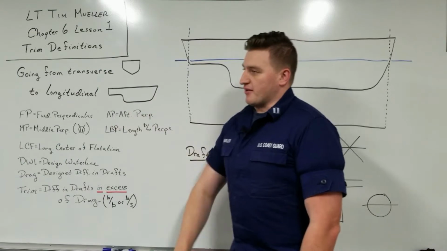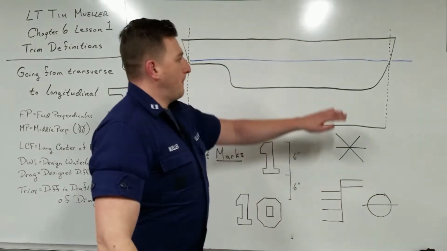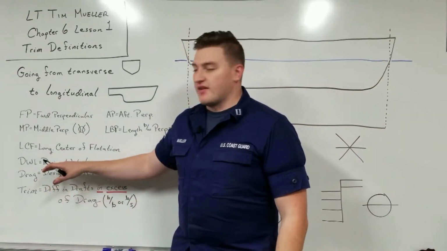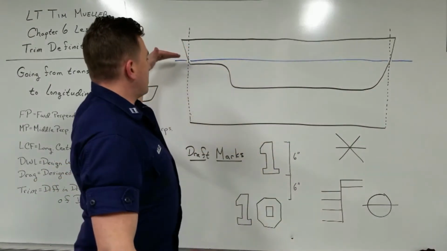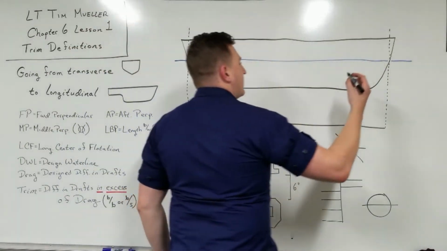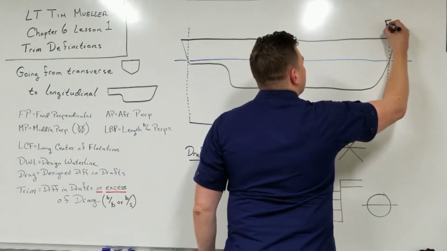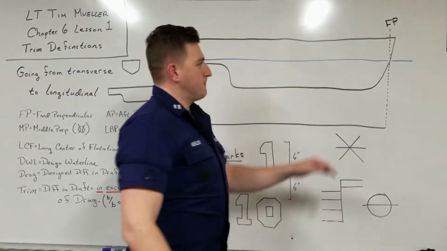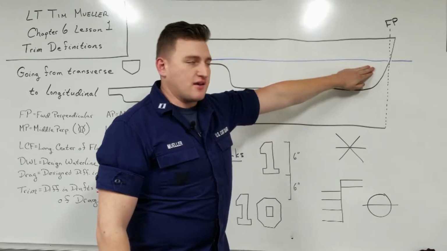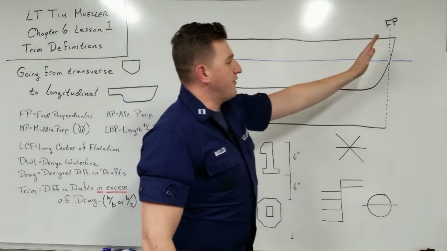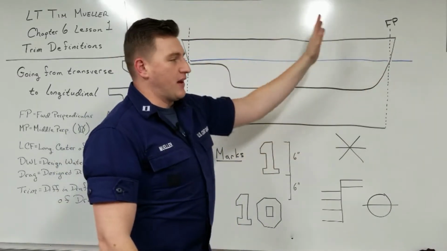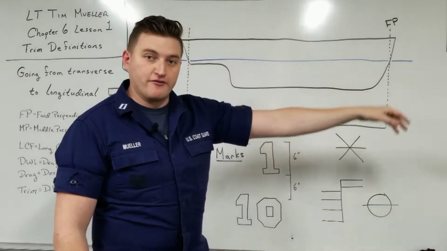So the forward perpendicular is going to be right where the ship meets the design waterline. Design waterline being another thing that we're going to define later. If we take this blue line as the naval architect's design waterline, the forward perpendicular would be right here. Right at this point there. All of our frame numbers increase as we go aft. And then if we go forward, so towards the bull nose of the ship, then we would have Alpha, Bravo, Charlie, so on and so forth.